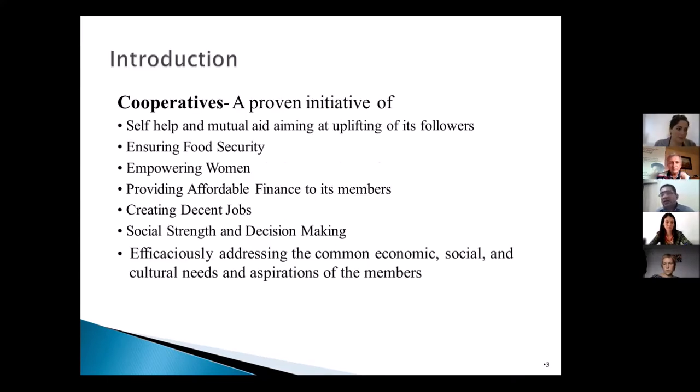As we all are well aware of what a cooperative is, I just want to give a glimpse of the concept of a cooperative, which is a proven initiative of self-help and mutual aid, aiming at uplifting its followers, ensuring food security, empowering women, providing affordable finances to its members, creating decent jobs, social strength, and decision-making, efficaciously addressing the common economic, social, and cultural needs and aspirations of the members.